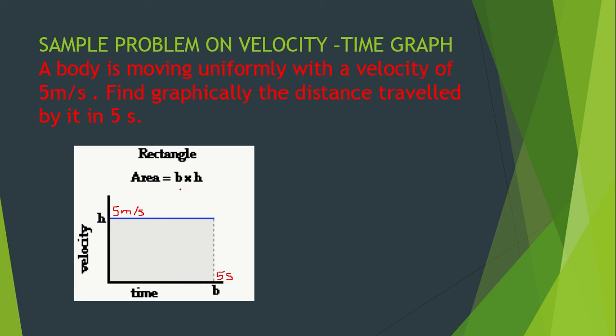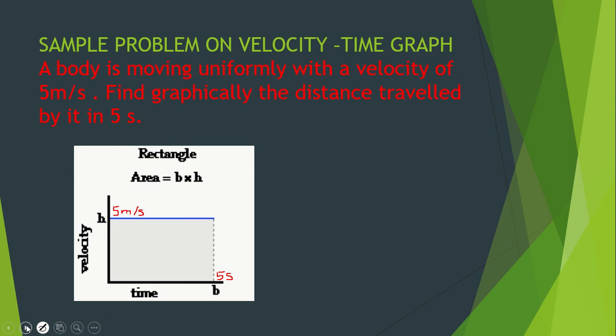You know, as you have learnt earlier, that the area covered on the velocity time graph gives you the distance traveled, right? So the area under this graph is a rectangle. So you will use the formula of rectangle, that is length into breadth. Here we have some different symbols, but don't get confused, it is length into breadth.